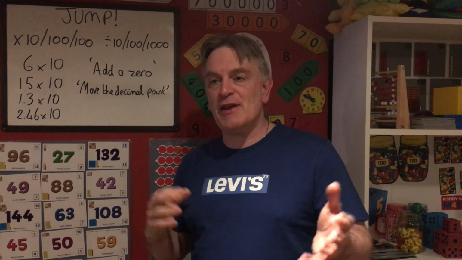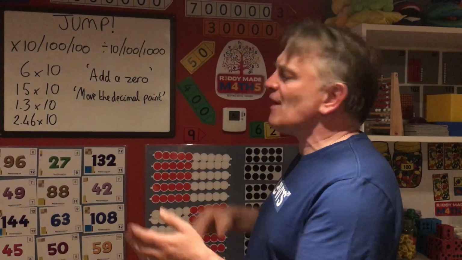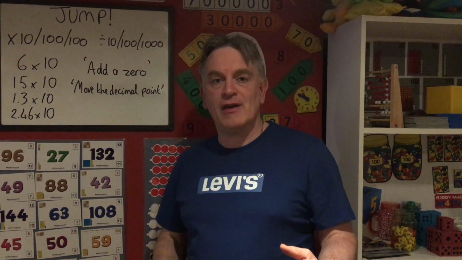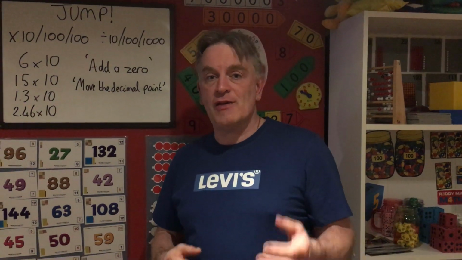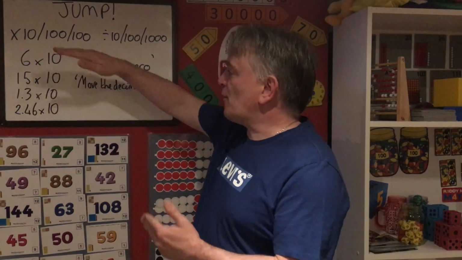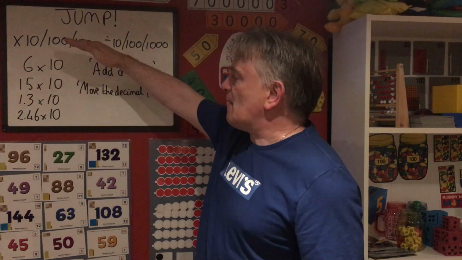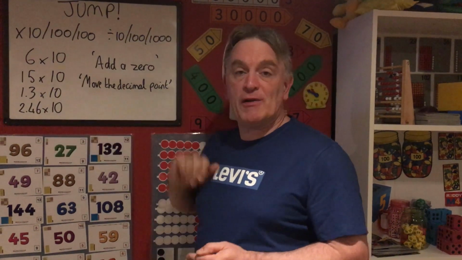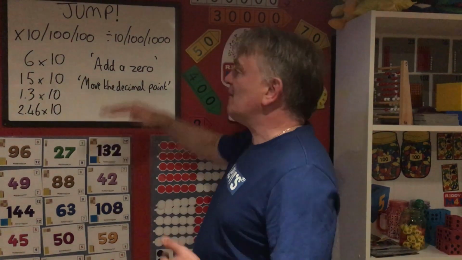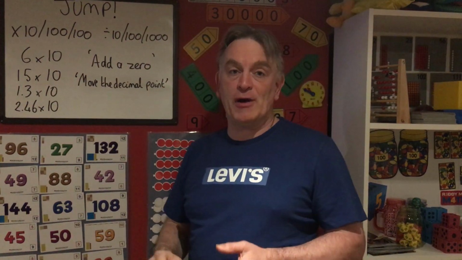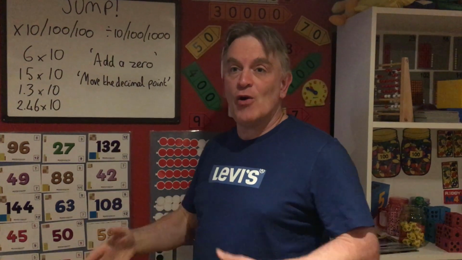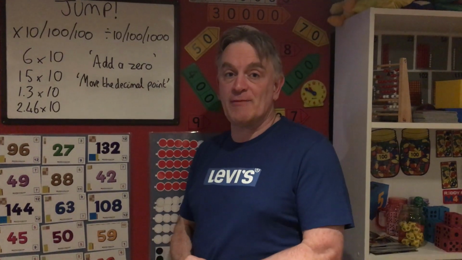But before I address that, if that's something you have said yourself in the past, add a 0 or move the decimal point, my first question is why? Why have we said that? Is it just because of what we've learned before, or is it something we actually believe? So let's have a look at the 4 calculations that we've got here. 6 times 10, 15 times 10, 1.3 times 10, and 2.46 times 10. And let's try adding a 0 or moving the decimal point. So we'll just pause for a minute, have a look at those, and discuss, if there's anyone with you, why we say that and whether or not it's correct.